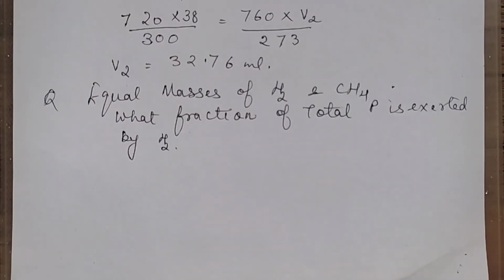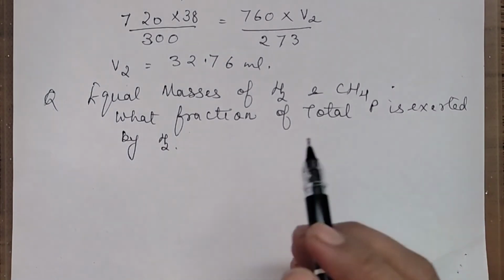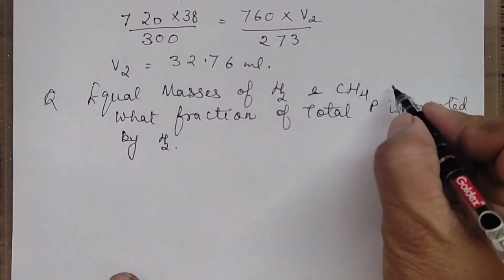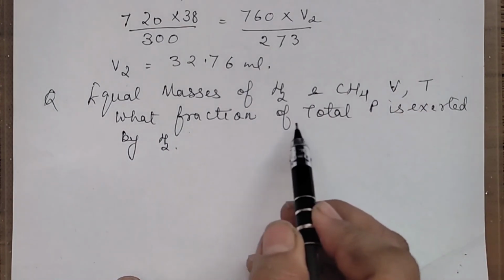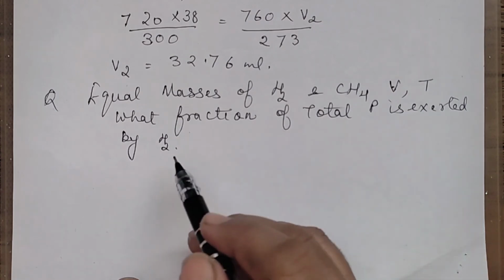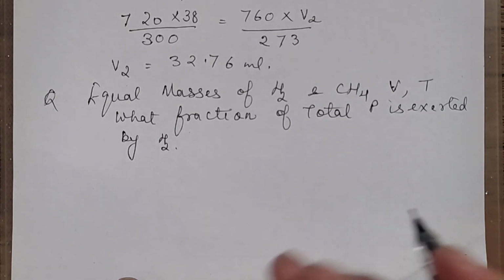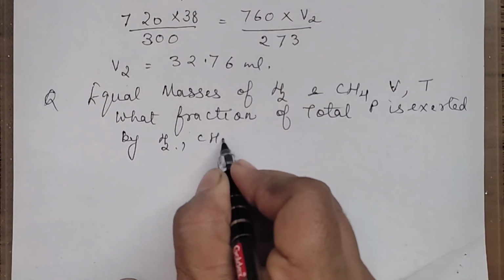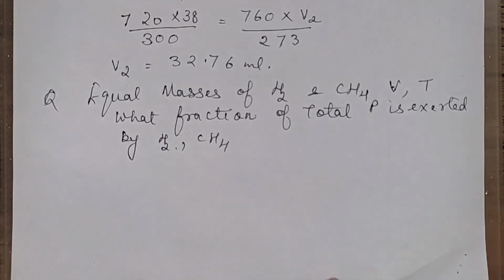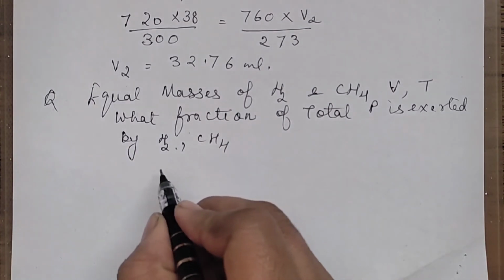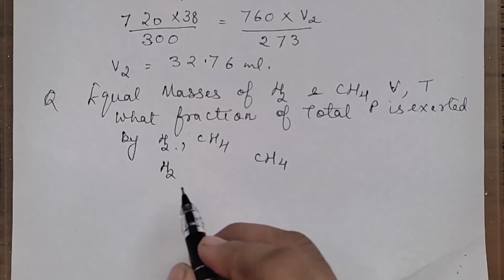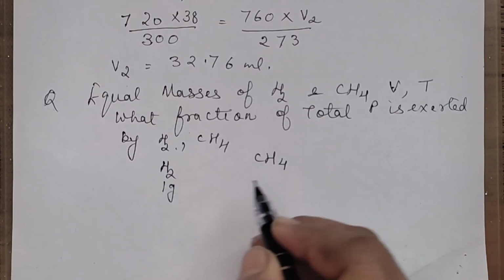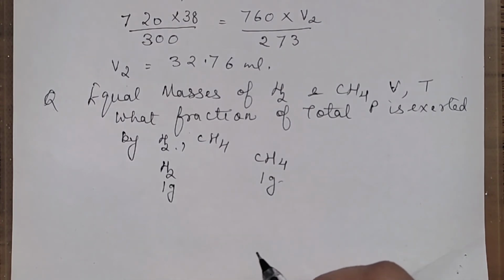Moving on to the next question. It says equal masses of hydrogen and methane are taken in a container. Volume V, temperature say T. What fraction of the total pressure is exerted by hydrogen? Or it can even be asked for, say, methane. What fraction of the total pressure is exerted by each of the gases? Right. Now, equal mass of hydrogen and methane. Let us assume here the mass as say 1 gram. 1 gram of this, 1 gram of this. I have taken equal masses.